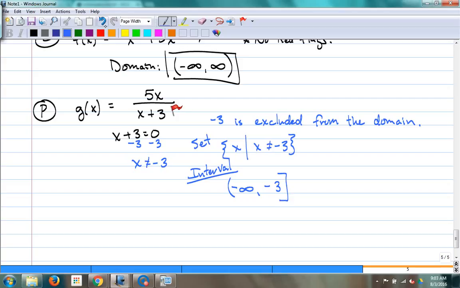A bracket would say it includes it. We want to not include it, so parentheses. Remember, that's the thing you've got to remember. Parentheses: not included. Bracket: included. All right, so parentheses on that.